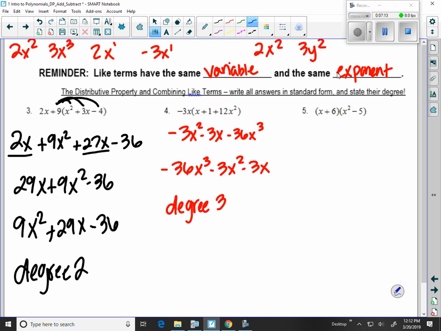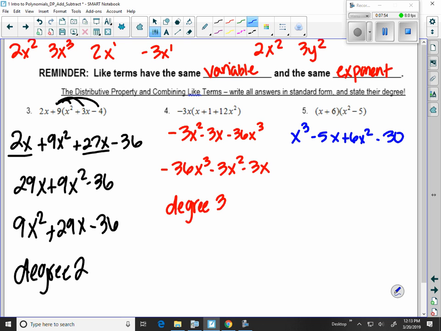Okay, number 5, we do FOIL. How do I know that I do FOIL and not distributive properties? I have 2 parentheses, 2 binomials, right? I have 2 parentheses, each of them is a binomial. So here we do our first, outer, and our last. So for first, we would do x times x squared, which is x cubed. X times negative 5, negative 5x. Then my inside, 6 times x squared. And my last term, 6 times negative 5, negative 30.